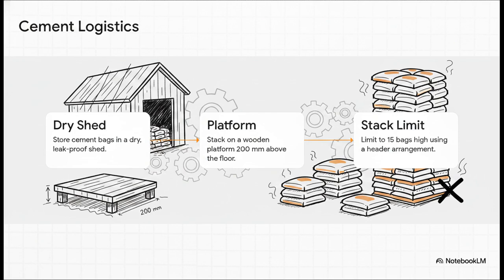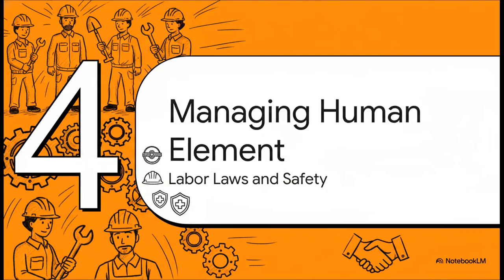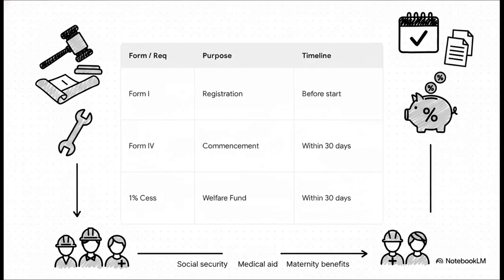To prevent a deadly collapse and to make sure this highly reactive stuff doesn't lose its strength before it ever even sees the mixer. Okay, on to Section 4, Managing the Human Element. Construction is intrinsically human, and as the site's legal guardian, you have to ensure absolute strict compliance with the 1996 BOCW Act. That's the Building and Other Construction Workers Act.